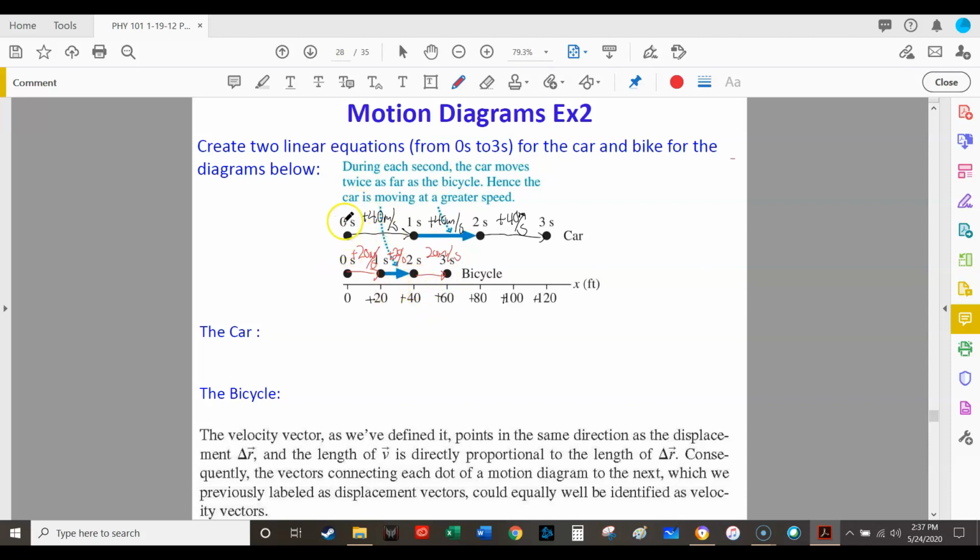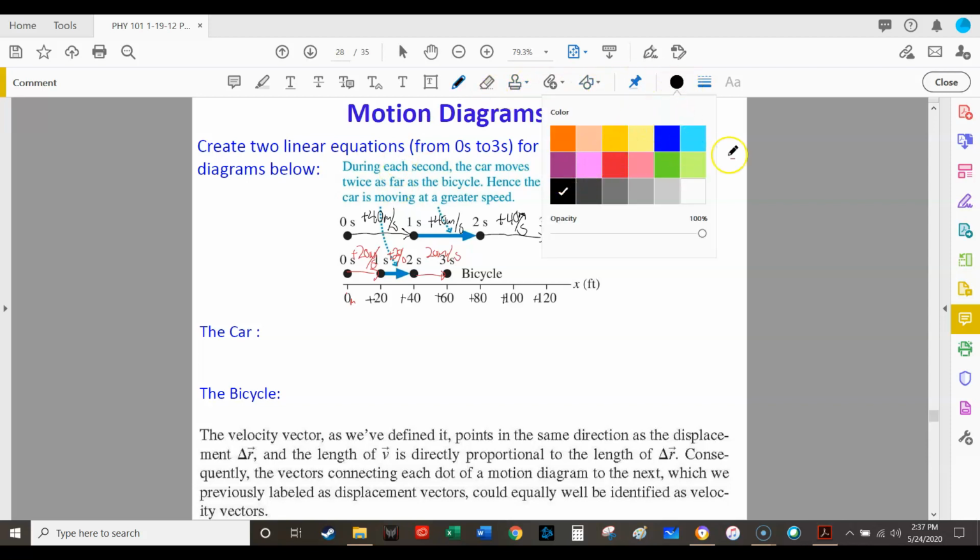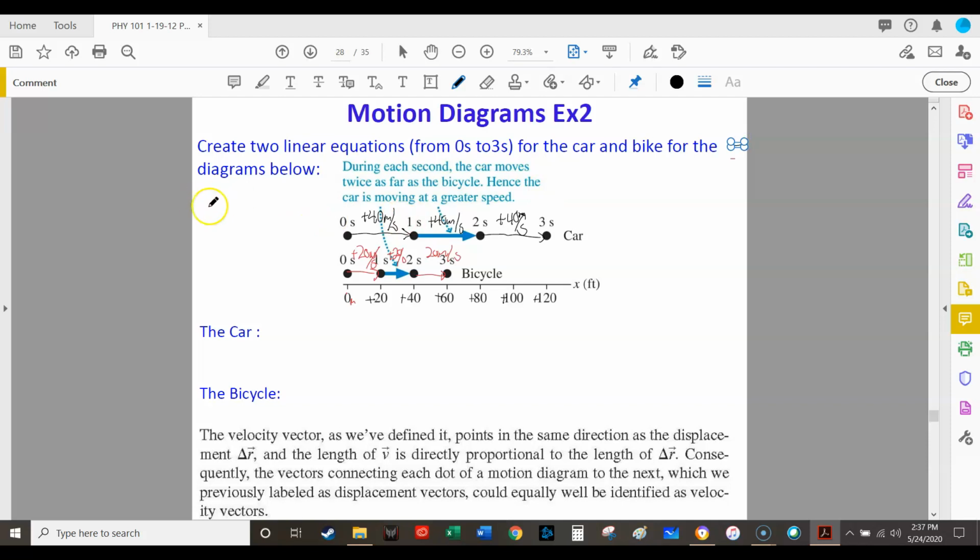And just by looking at the initial starting point, the 0 seconds mark, and looking down, it's at the 0 meter mark. Both objects started out at the 0 meter mark. So that tells us what our y-intercept is, or our initial position. So now we're going to put both of these objects into this format.